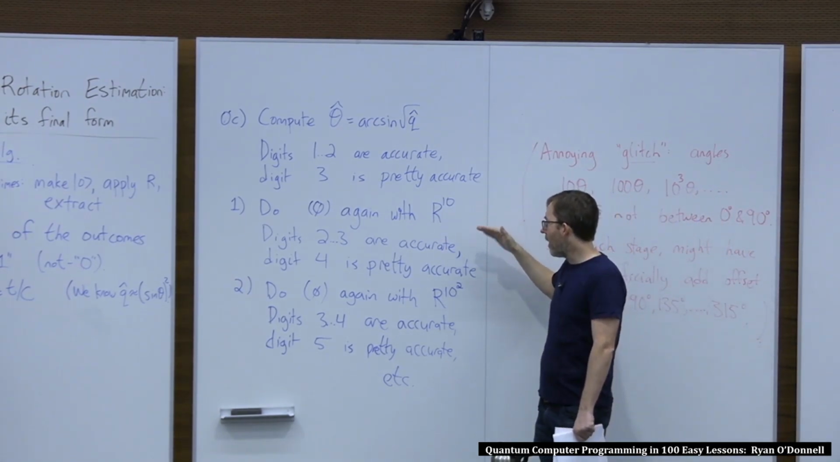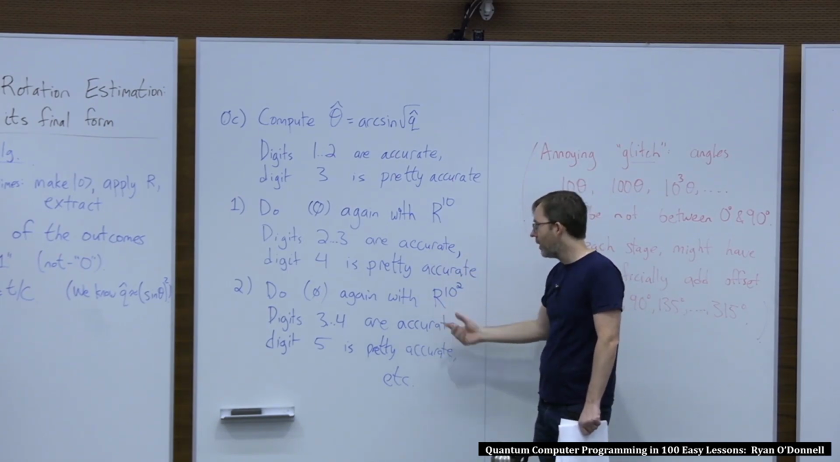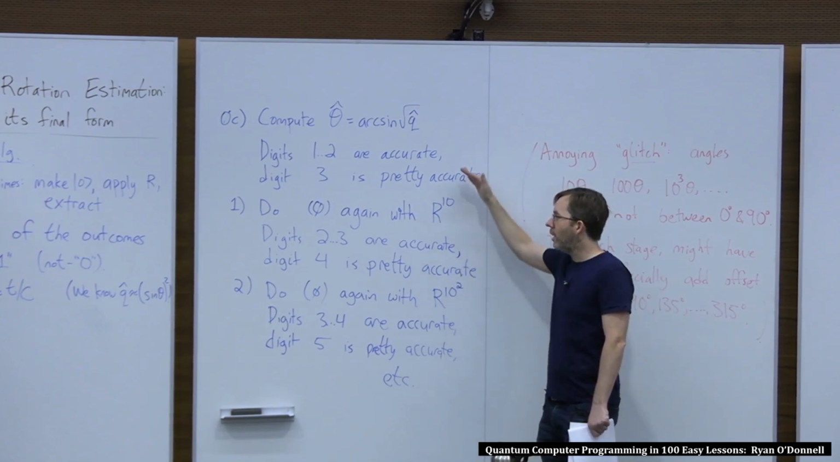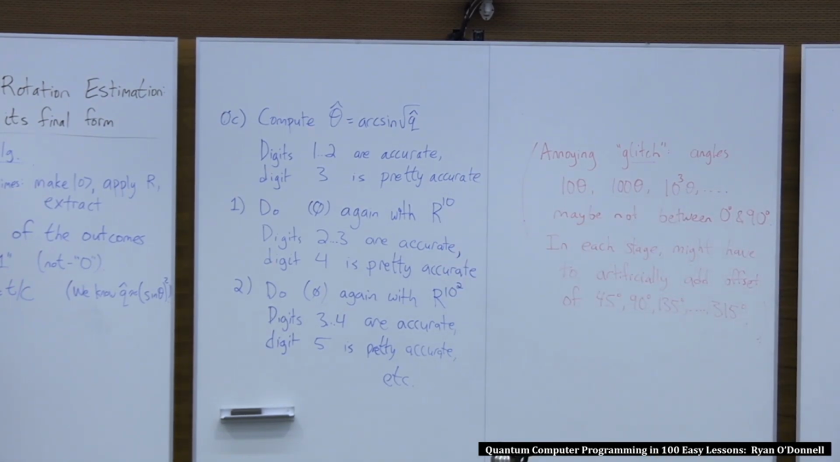And then you're like, great, now I'm going to try to get one more decimal place, so I'll do this whole story again with R to the 100, and get another digit of accuracy, and so forth. And we do this n times, and we get n digits of accuracy for theta.